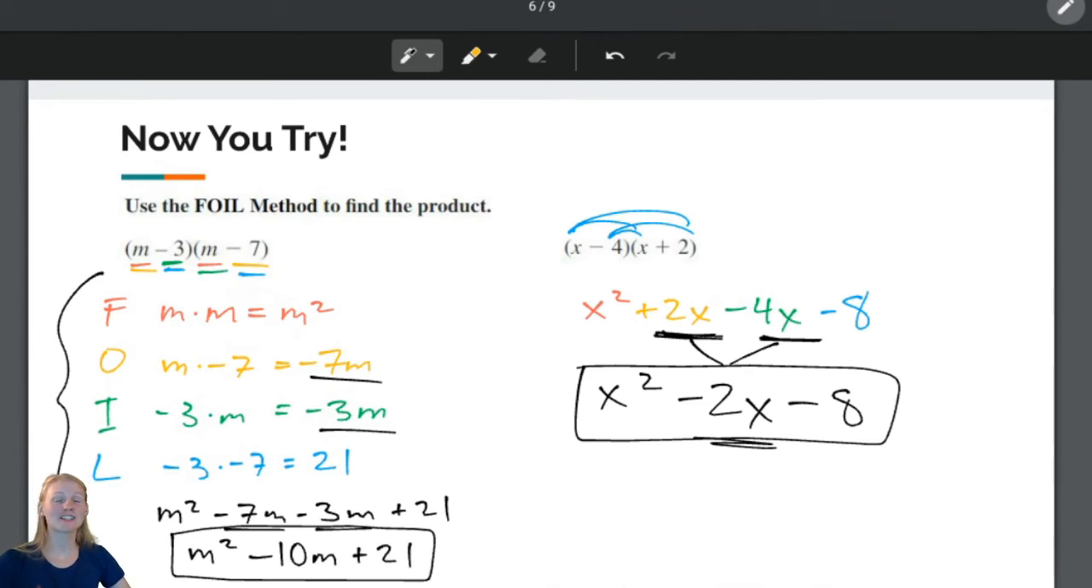Okay, so that is the FOIL method. At this point, I want to tell you about 2 other ways that you can multiply binomials. They are going to be in video cards up on the screen because I didn't want to put them in this video. I think personally that foiling is the easiest, most straightforward way. You can also solve using the distributive property, or you can solve by using a table. So both of those videos are up here.